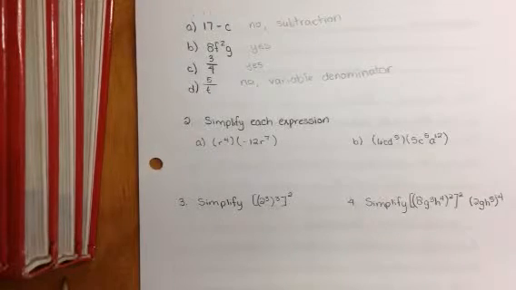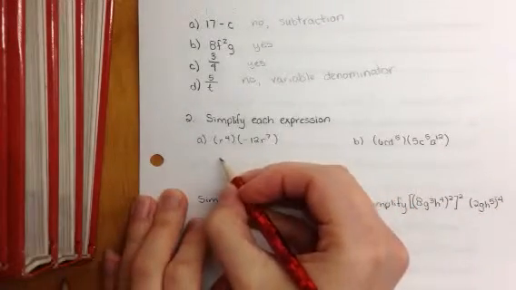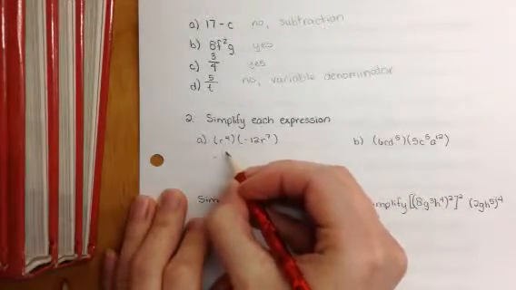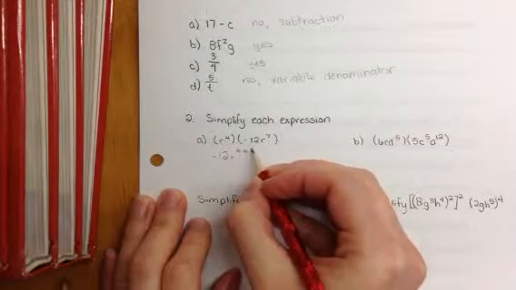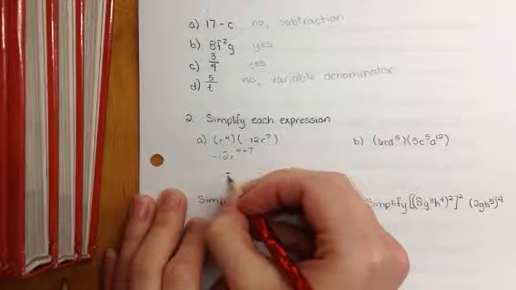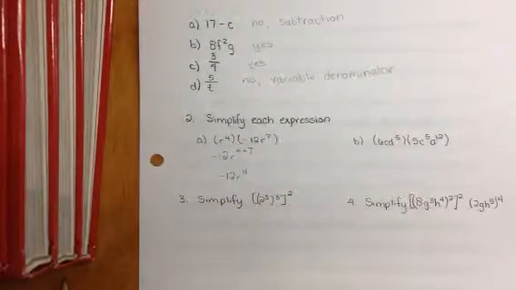I have r to the 4th and negative 12 r to the 7th. So here we're going to use that multiplication rule where we add. So I have negative 12 r to the 4 plus 7. So that will give me negative 12 r to the 11.